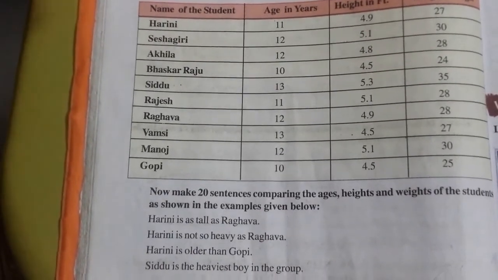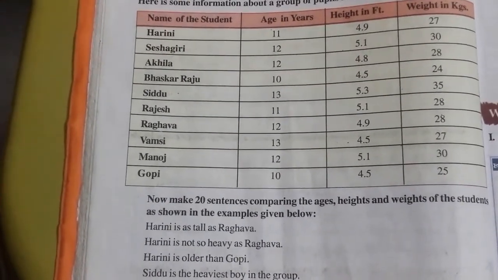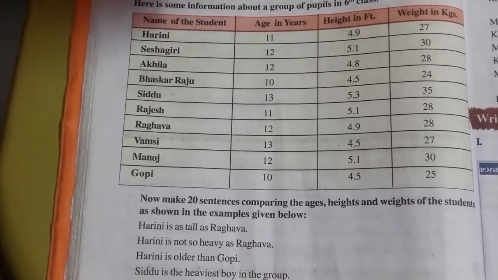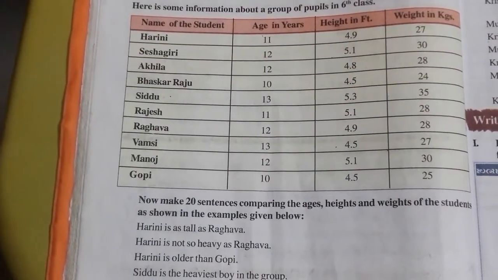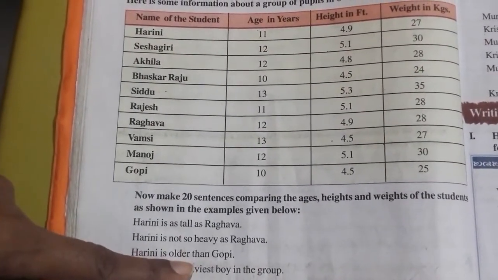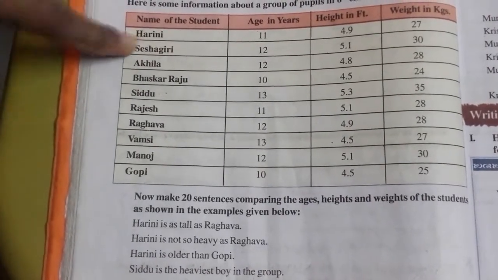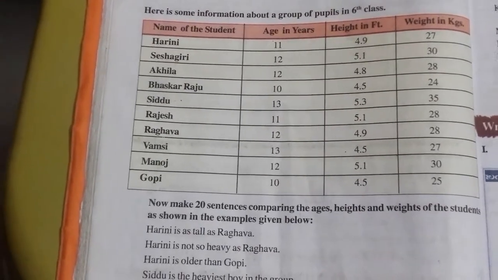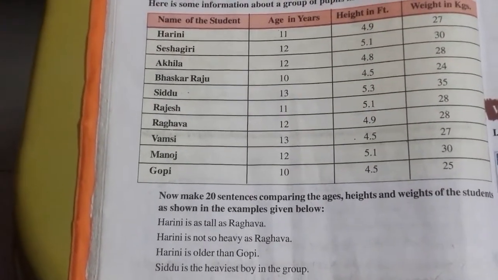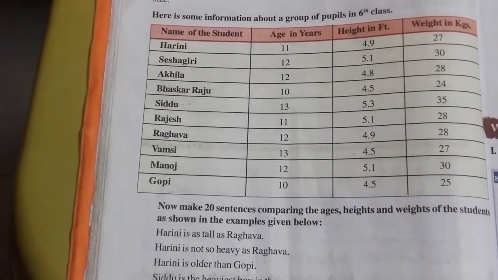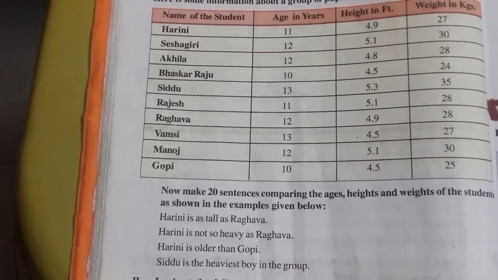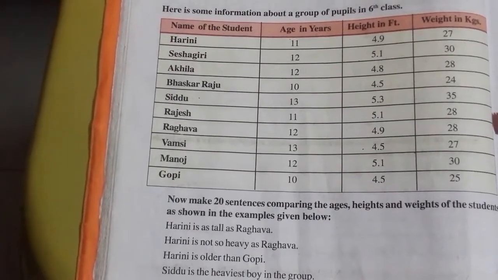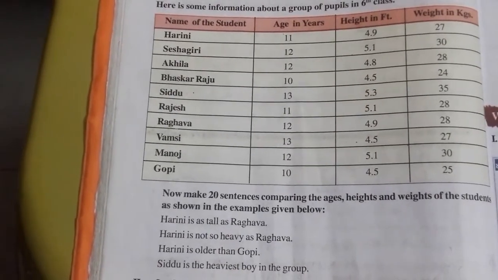So here Harini they have selected. They have spoken about her height. Tall they have told, so it is about the height. They have told about the weight. Then about the age also, older, so age. Like that you can select each person and form some sentences. The last example is Sidhu is the heaviest boy in the group. Heaviest, you have to use when there are more than 2 people in the comparison. So like that you can write.